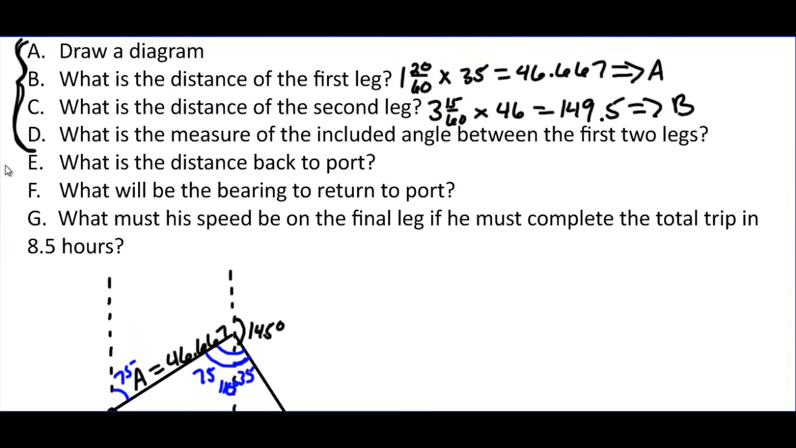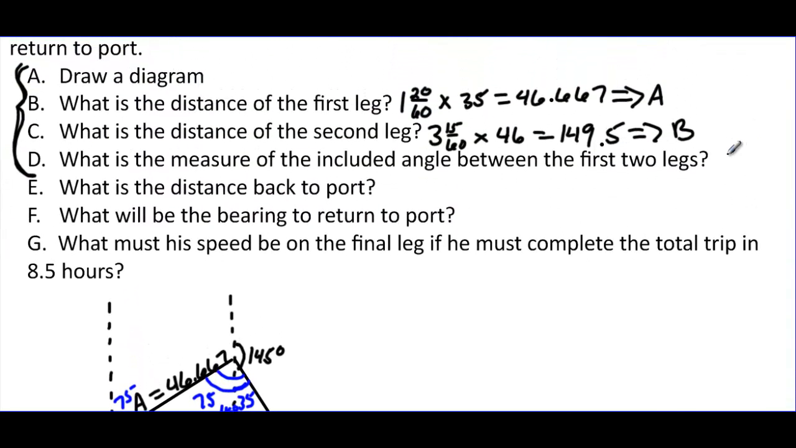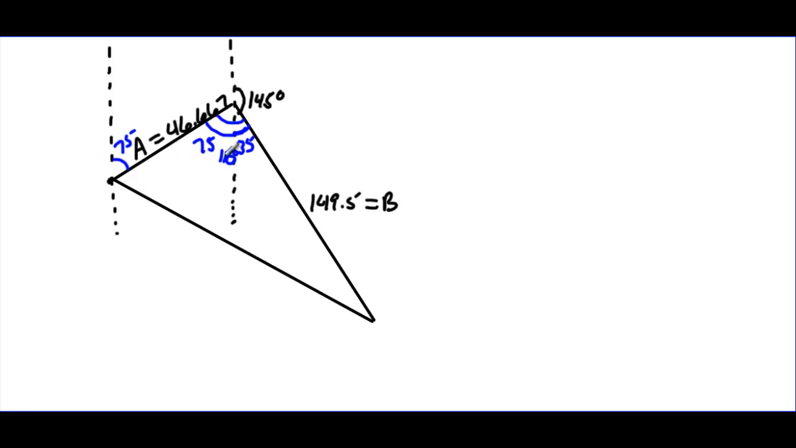So the answer to letter D, what is the measure of the angle included? 110 degrees. What is the distance back to port? Well, we can use the law of cosines because we have the 110 degree angle and we have its included sides. So we have the distance equals a squared plus b squared, because we stored those values into a and b, minus 2 times a times b times the cosine of 110.